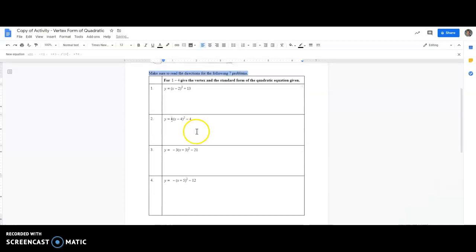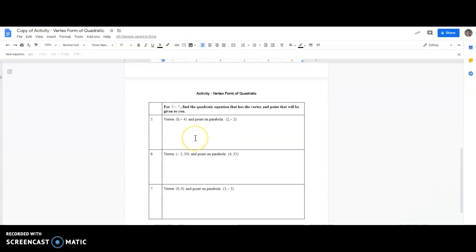So 4 problems there. Problem 5, 6, and 7 is where you are... I'm going to fix my camera. It's a little high. Problem 5, 6, and 7 is where you take the vertex and a given point and create the vertex form of an equation. So there's a video that walks you through how to do that. You'll plug in the h and k and the x and y, and then have to solve for a to find the a, then go back and plug the a, h, and k into the equation.